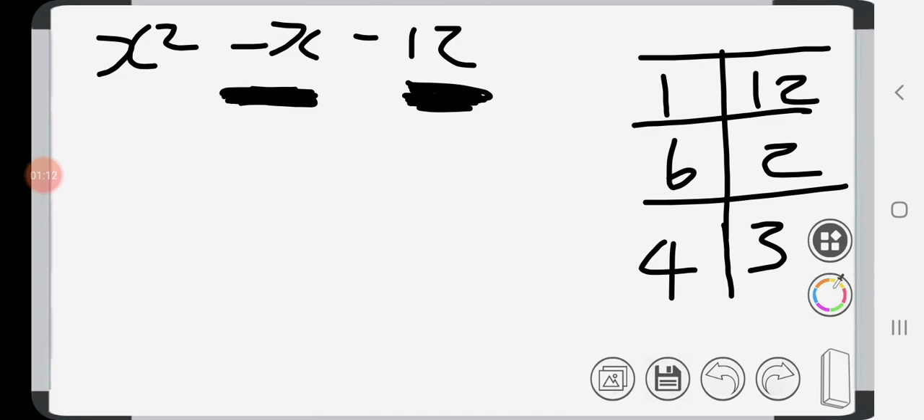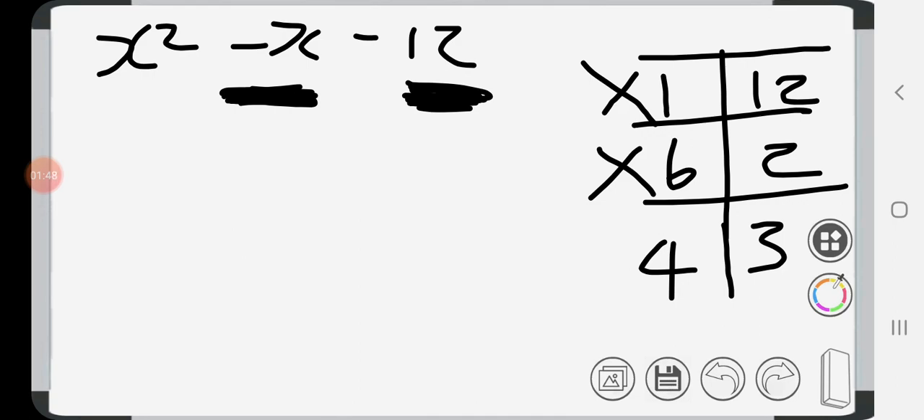Now, if you take the first option and say 1 times 12, yes, you get the 12, but 12 plus 1 doesn't give you minus 1, even if they were both negative. The same thing with 6 and 2. If you multiply 6 with 2, you get 12, but you can't get a difference of 1 between 6 and 2. But if you take 4 times 3, you get 12, and you can also get the difference of minus 1 between 4 and 3, which is what is required to factorize this.